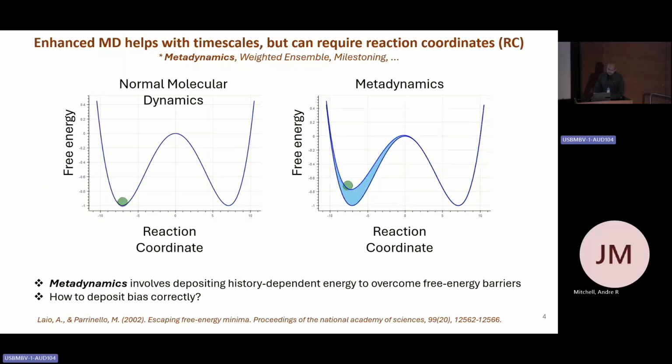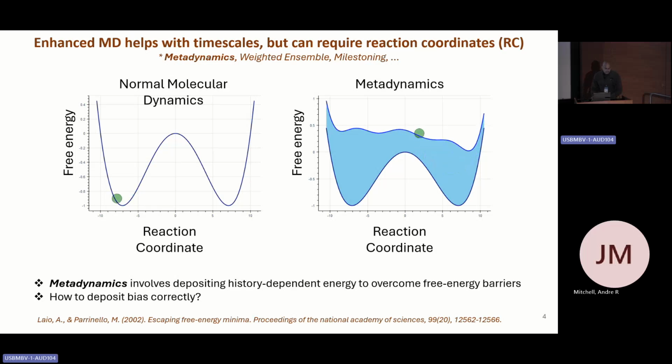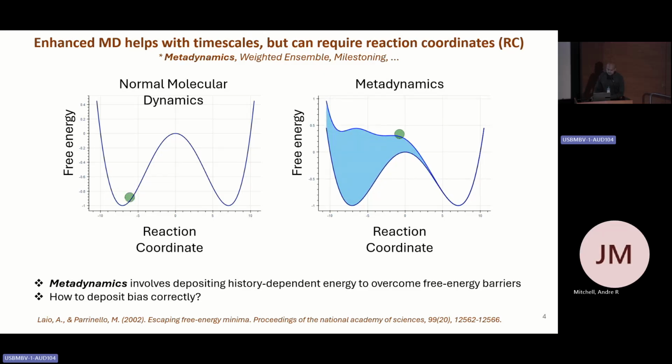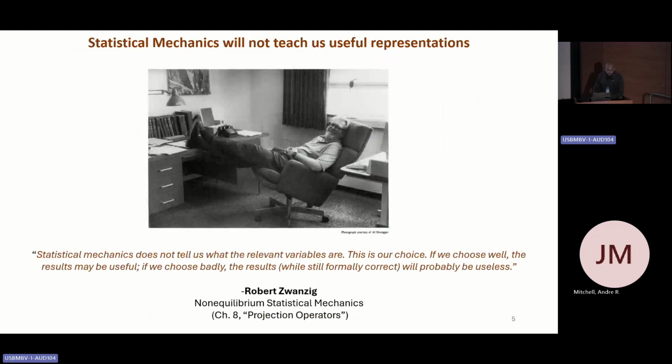Here I'm showing the example of metadynamics, which we use in our group. You can see the difference between normal molecular dynamics and metadynamics, where we deposit history-dependent energy to overcome free energy barriers and help the system explore the free energy landscape. But there's a problem, which is how do we know how to deposit the energy correctly? Here, it's important to remind ourselves that statistical mechanics will actually not teach us useful representations. It's up to us to choose the best representation for our reaction coordinate. And if we choose well, we will be able to get useful information out of it.